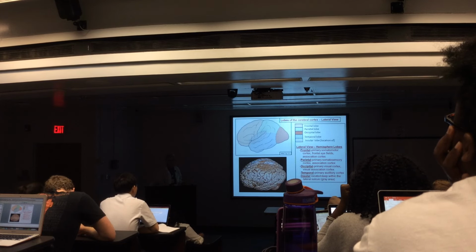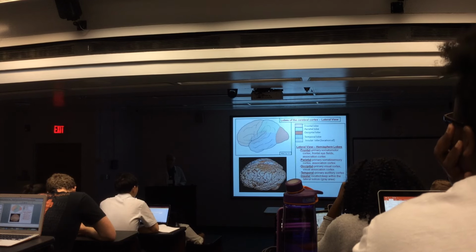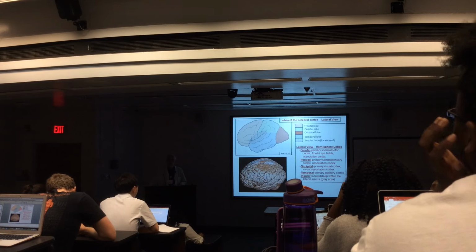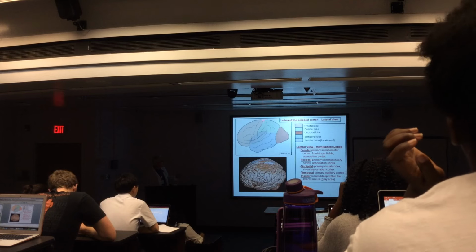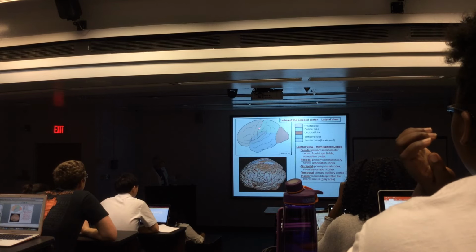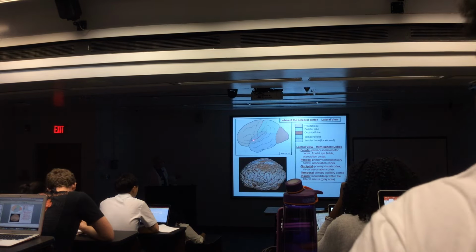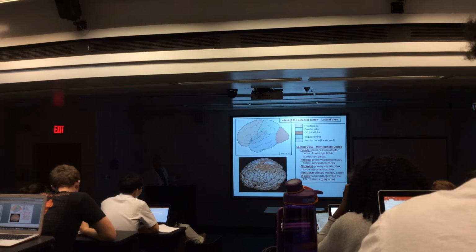We don't have it there. Anyway, we'll talk about the limbic lobe. The limbic lobe is on the mid-sagittal surface, best seen on the mid-sagittal surface. The two major fissures in this view are the central sulcus, which is right here, and the lateral sulcus, which is right here, and they are really consistent.